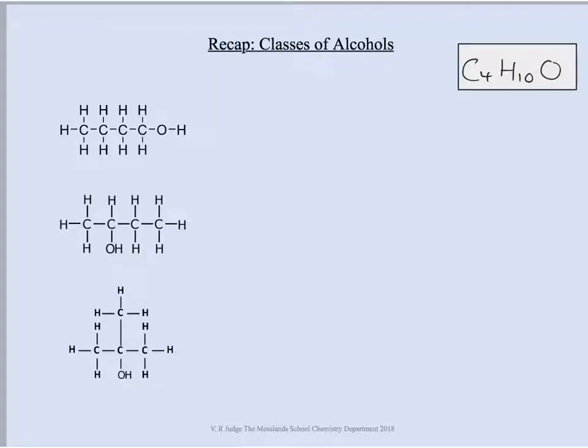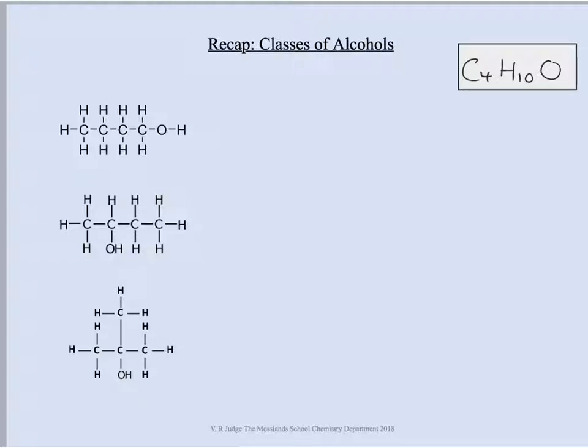Okay, so in order to understand that you can test for different types of alcohol, you need to understand that we have different classes of alcohol. Again, you've seen it before, it's just a recap. So I've got here 3 different alcohols, each with the same molecular formula, C4H10O. So they are position isomers and chain isomers.